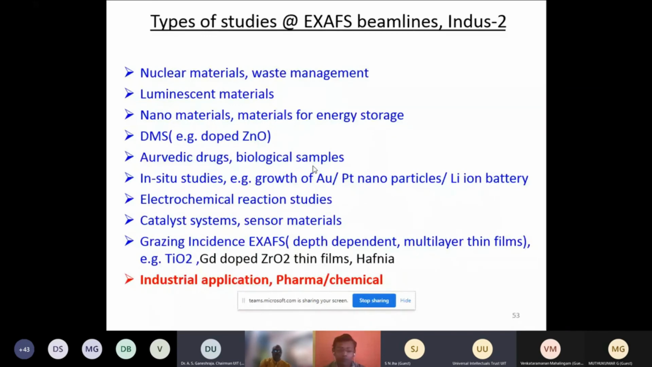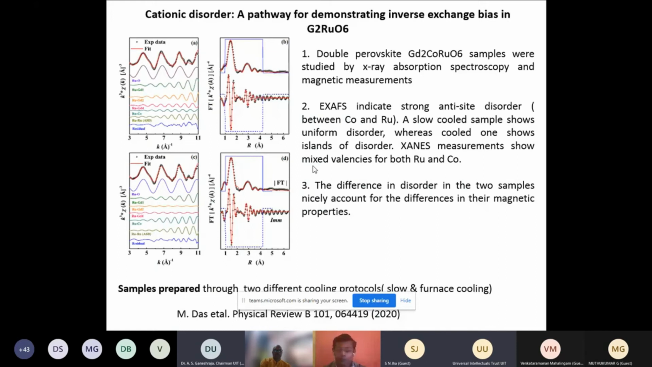So this is the example on cationic disorder studies. This is a pathway for demonstrating inverse exchange bias in this gadolinium cobalt ruthenium oxide, a double perovskite sample, and it was studied by EXAFS. The EXAFS indicates a strong anti-site disorder between cobalt and Ru. There are two sets of samples. A slow cooled sample shows uniform disorder, whereas the quenched one shows islands of disorder. And XANES measurements confirm that there is a mixed valence for both Ru and Co. And the difference in disorder in the two samples nicely accounts for the differences in the magnetic properties.